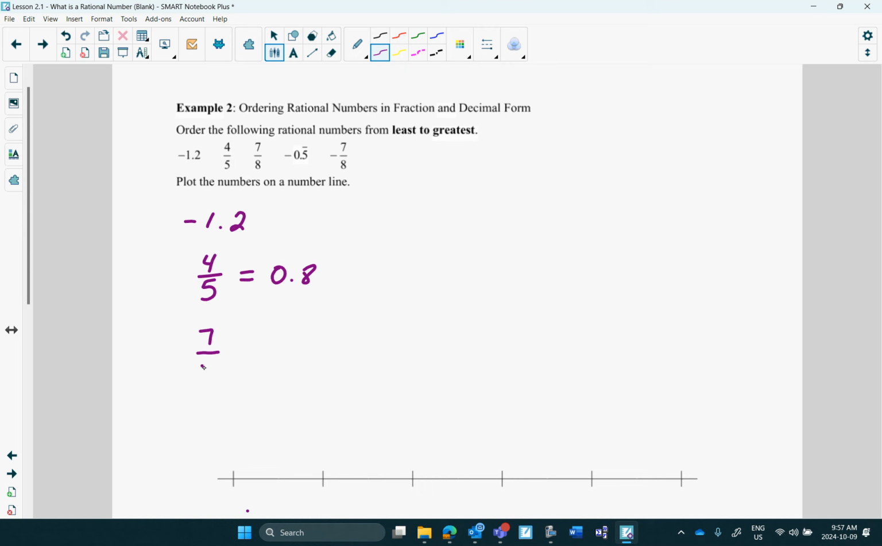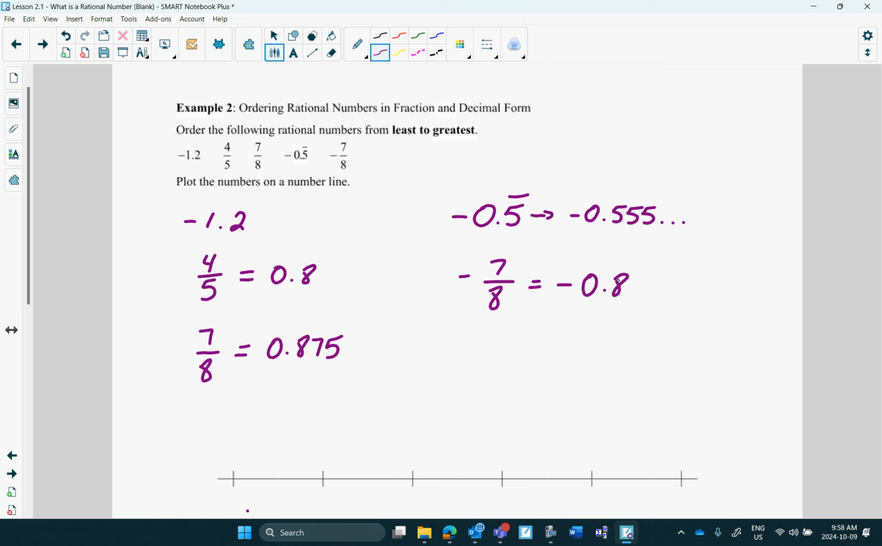7 over 8. 7 divided by 8 on your calculator is going to give you 0.875. Negative 0.5 repeating, remember that's the same as negative 0.555 and 5's forever. And if 7 over 8 is 0.875, negative 7 over 8 is negative 0.875. So these are the numbers.